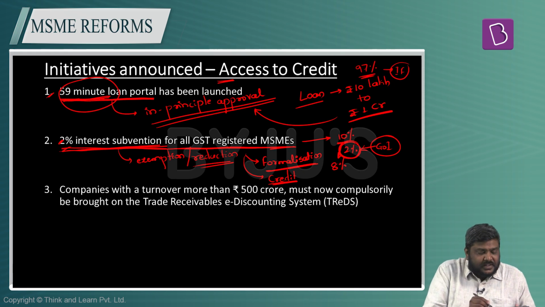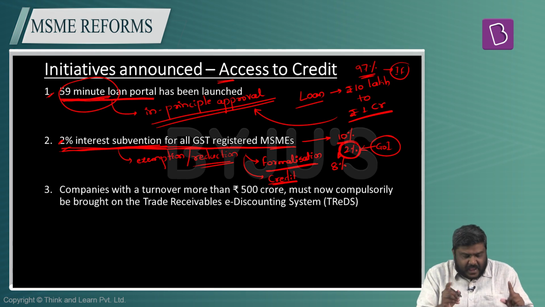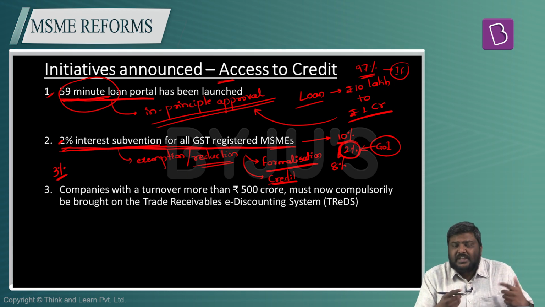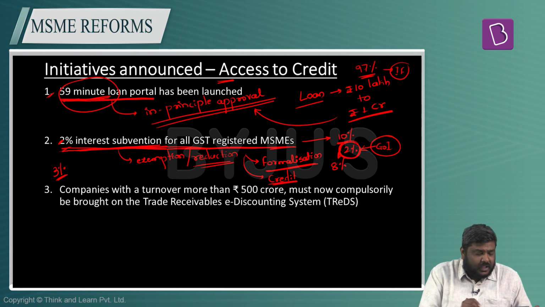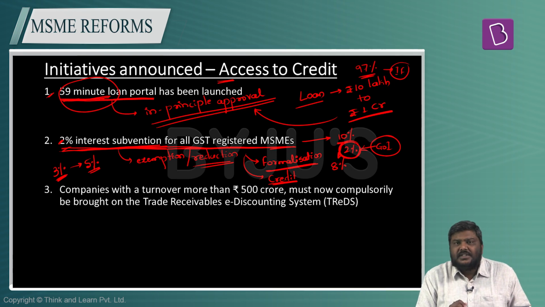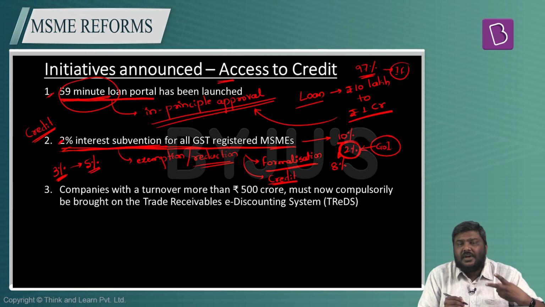Now Government of India has said 2% interest subvention for all GST registered MSMEs as well as the rate of interest rebate for MSME exporters. I'll repeat the statement. The rate of interest rebate for MSME exporters will increase from 3% to 5%. What is the meaning of this? The exporters will usually seek credit, which is called export credit.